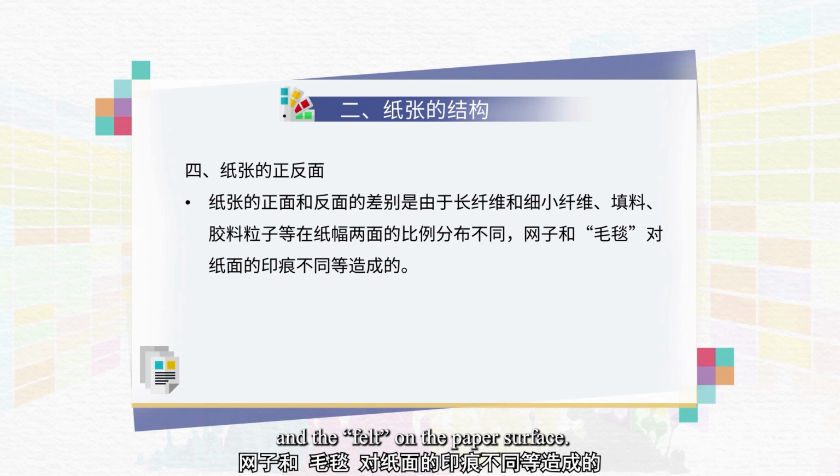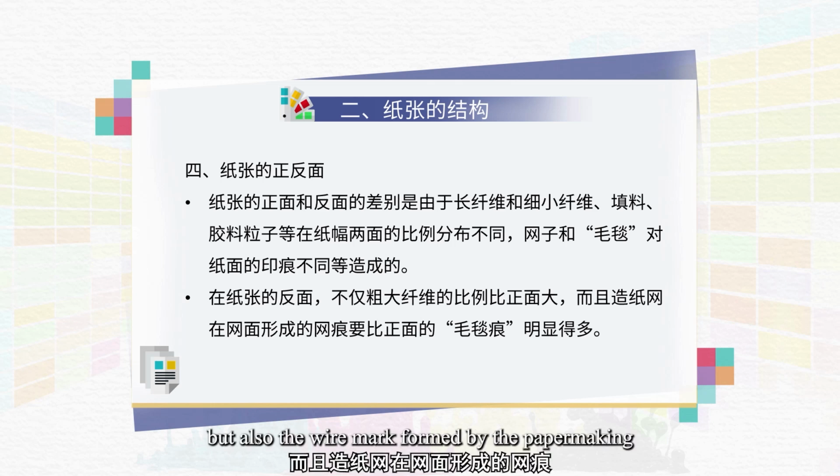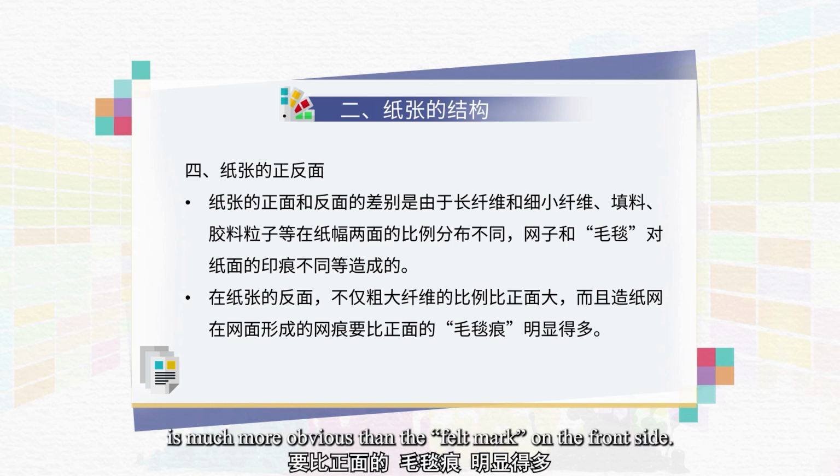On the back side of the paper, not only is the proportion of coarse fibers larger than that on the front side, but also the wire mark, formed by the paper-making wire on the wire side, is much more obvious than the felt mark on the front side.